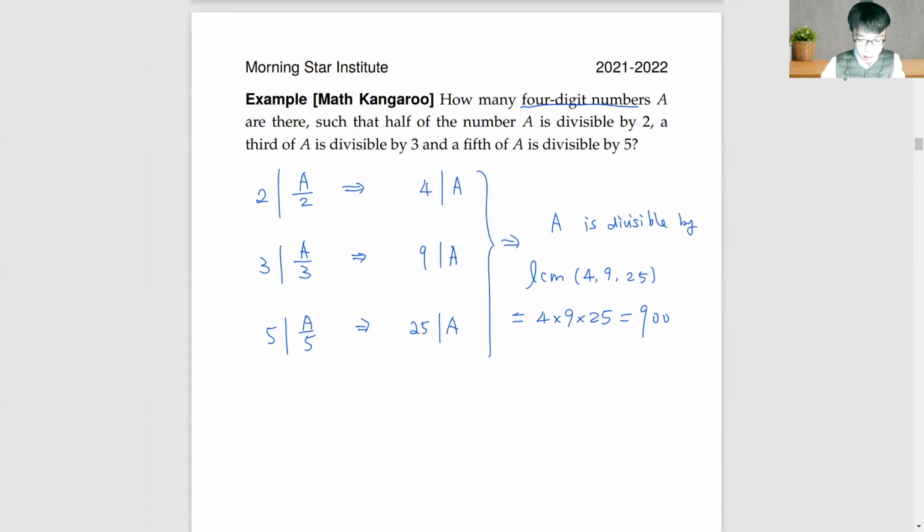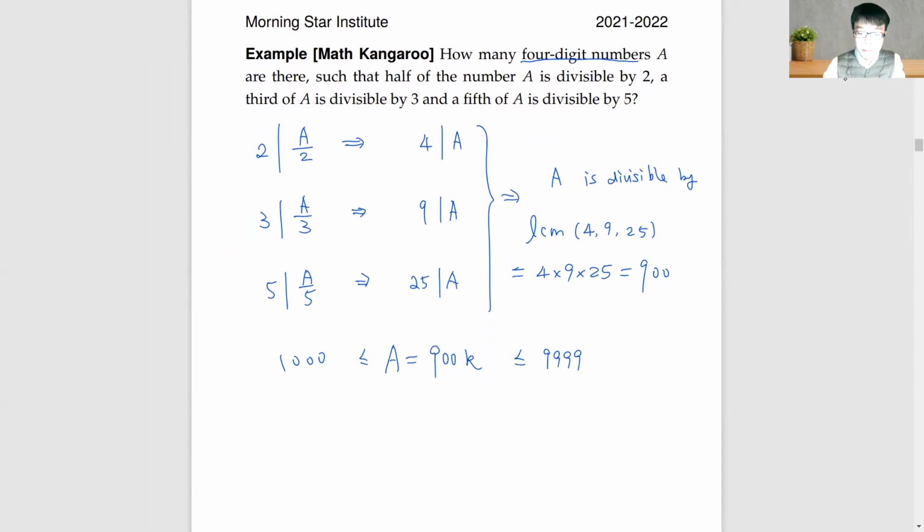Okay, let me write A to be 900 times some number k. It is a 4-digit number. A 4-digit number is at least 1000 and at most 9999. Well, you can divide by 900 on both sides and check the integer part. That implies k is at least 2, but at most 11. So we see there are totally 10 choices. The answer here will be 10.